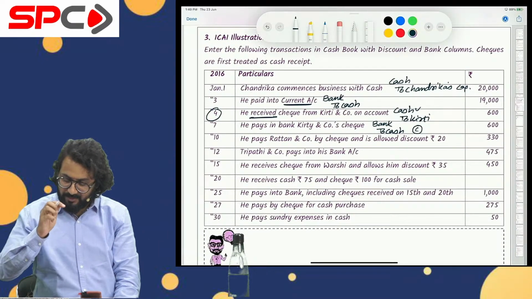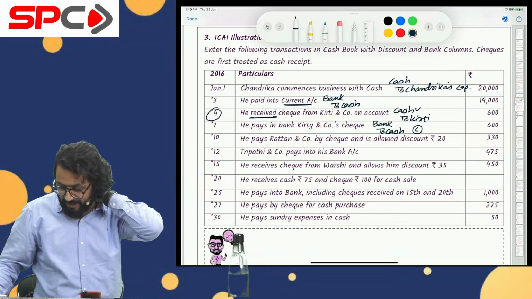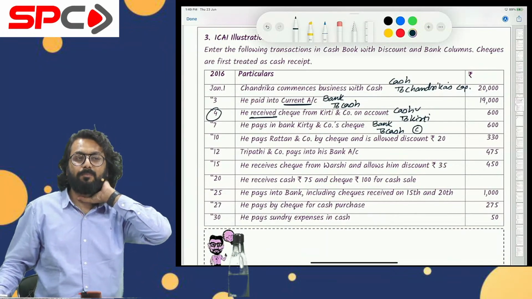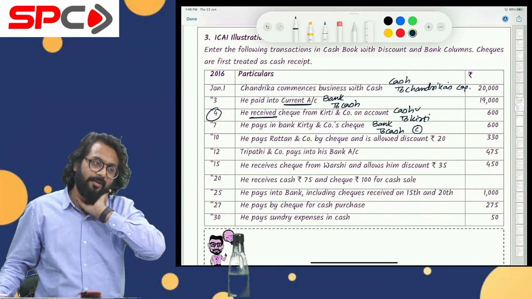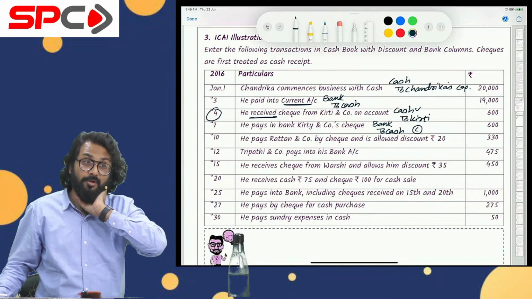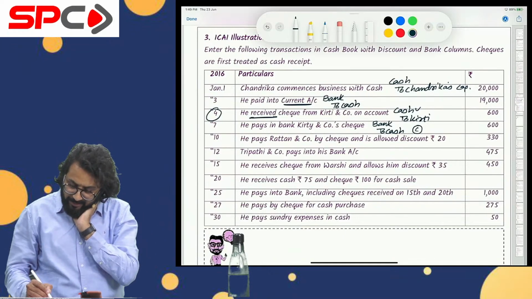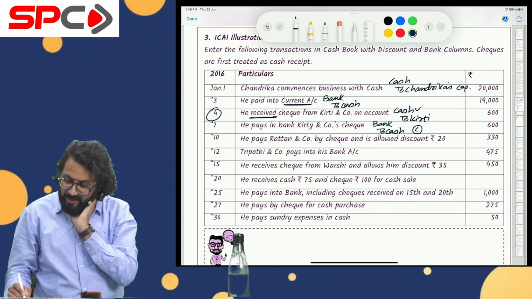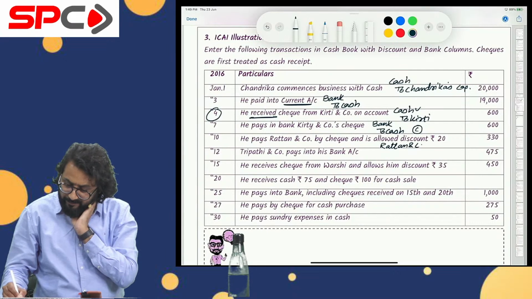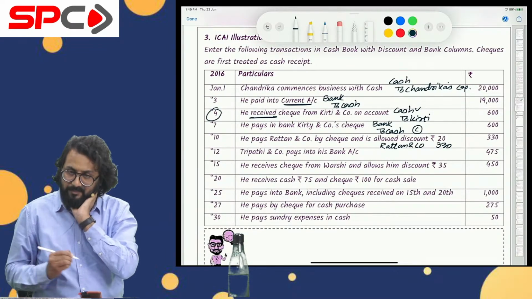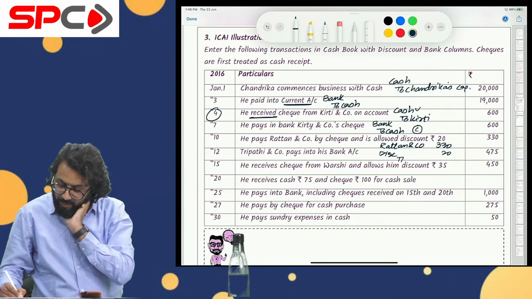Good. Achhe sando. He pays Ratan and Company by check and is allowed discount of rupees 20. Please understand, whenever I make the payment by check, always I have to use the word bank. Because whenever I am going to make the payment by a check, the amount is going to go out of my bank account, not the cash account. Say yes. So if you see, he pays Ratan and Company by check and is allowed discount of 20. So can I not say Ratan and Company? How much? 330. Say yes. Yes. Then I will say discount 20 to.